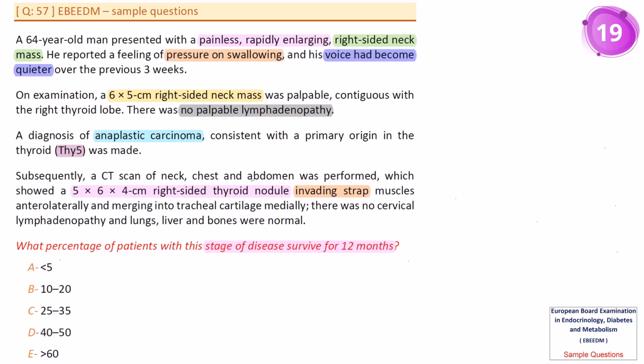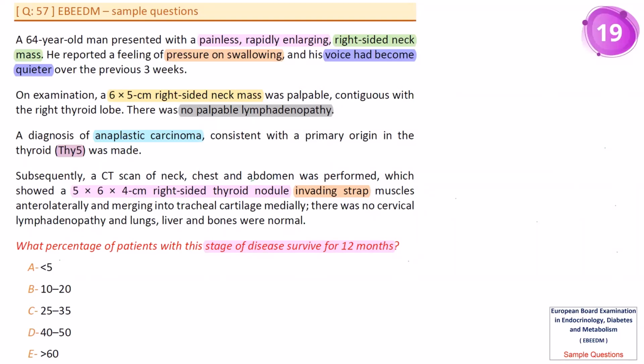This is another patient presenting with paleness, a rapidly enlarging right neck mass, pressure on swallowing, and a voice that had become quieter. There is a large mass, 6 by 5 centimeters, diagnosed as anaplastic carcinoma by fine needle aspiration cytology, and also invading the strap muscle. What percentage of patients with this stage of the disease survive for 12 months?